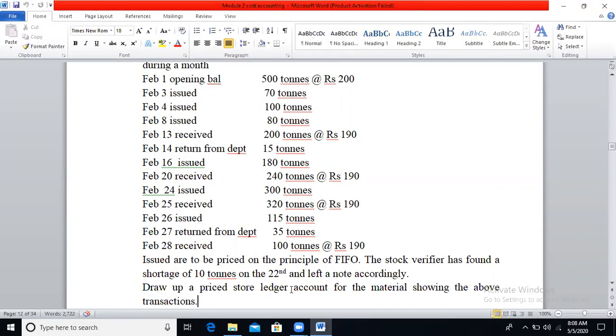So now first consider whether the dates are in an arranged order. So February 1st, February 3rd, February 4th, February 8th, February 13th, February 14th, February 16th, February 20th. After February 20th, you should consider February 22nd, that is shortage of 10 tons. Shortages will be considered as an issue only. Then February 24th, February 25th, February 26th, 27th, and February 28th. Now let's start the problem.